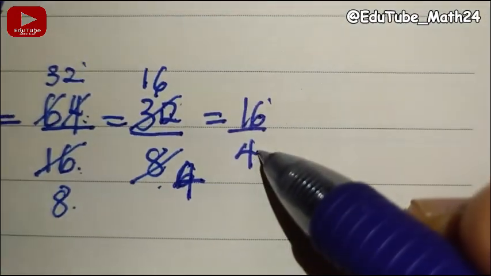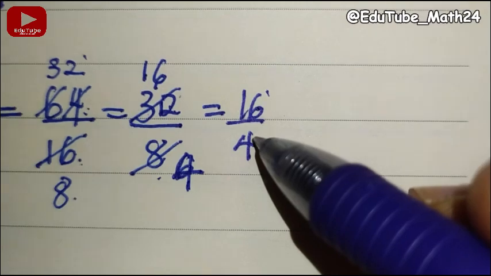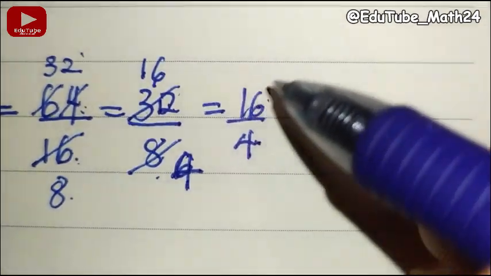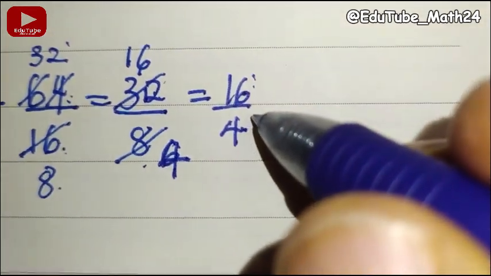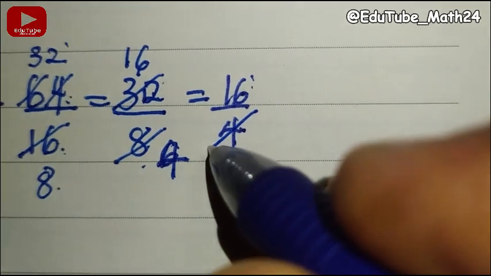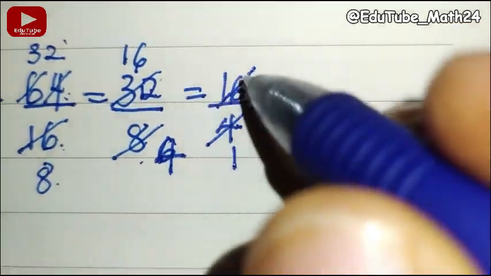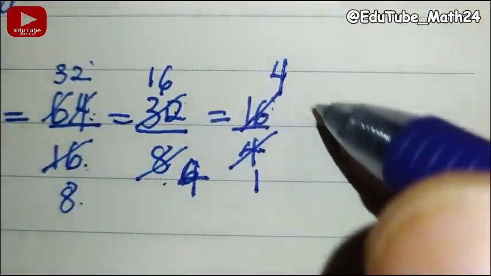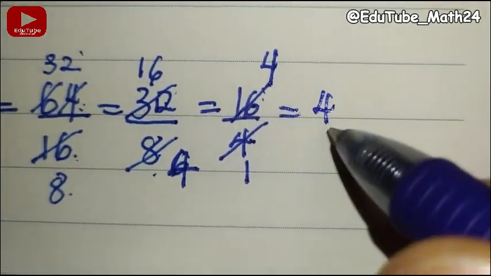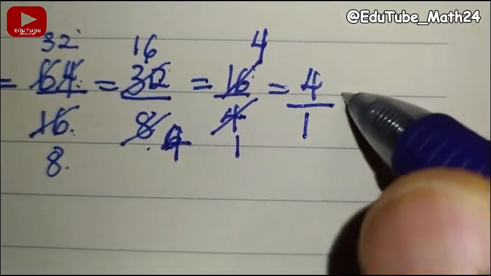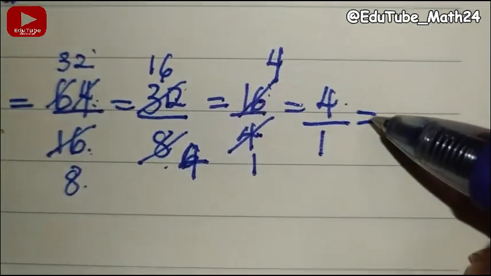Now 16 and 4, their common factor is both 2 and 4. 4 can go in both of them. So to save time, I will just straight away say 4 in 4, 1, and then 4 in 16, that will give me what? 4. So I have 4 over 1. So 4 over 1 is my next number.